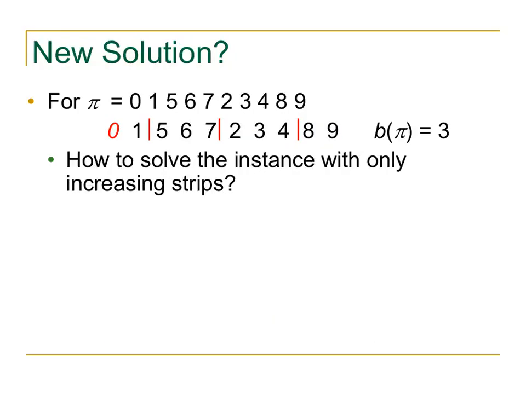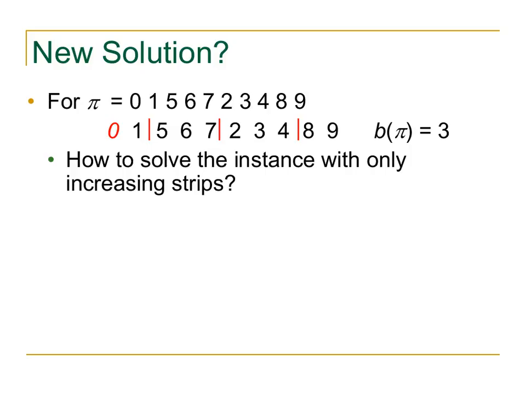Building on our previous step, let's look at a new twist in our permutation sorting problem. Consider pi equals 0, 1, 5, 6, 7, 2, 3, 4, 8, 9. We break it into its increasing runs: 0, 1, 5, 6, 7, 2, 3, 4, 8, 9. And count 3 breakpoints, so b pi equals 3. Here's the challenge. Every strip is already in increasing order.